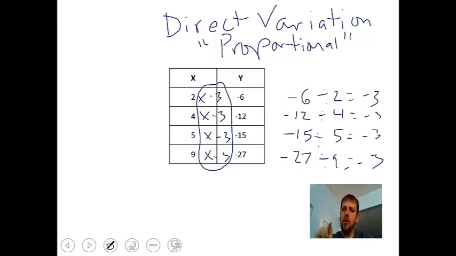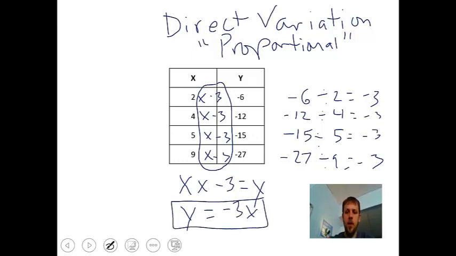So what I want you to do is pause and see if you can define proportional. Okay. So, just to take it a step further, what we could say is anytime you give me an x, I can multiply it by negative 3 and I'll get the y. And if you want to write it fancy, you can say y is equal to negative 3x.